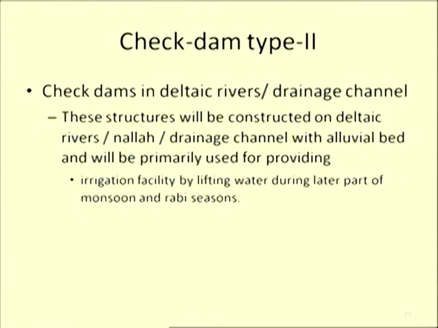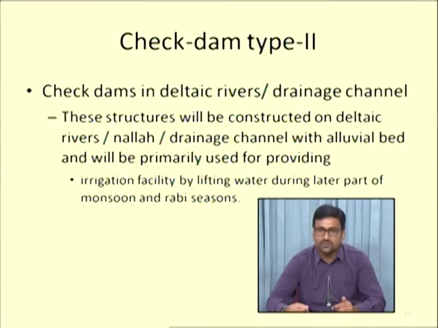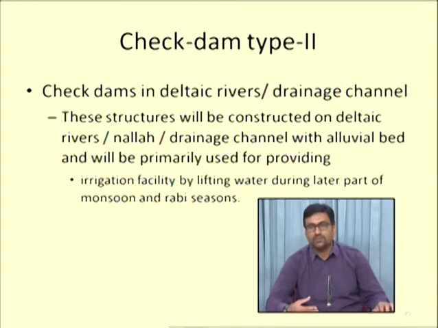Now let us look at the second type of check dam, type 2. These check dams are built in deltaic rivers' drainage channels. These structures will be constructed on deltaic rivers, nala drainage channels with alluvial bed, and will be primarily used for providing irrigation facility by lifting water during the later part of the monsoon and rabi season. This means the storage is a little longer compared to type 1, and these can also be built on alluvial soils where the river is of higher order compared to type 1.